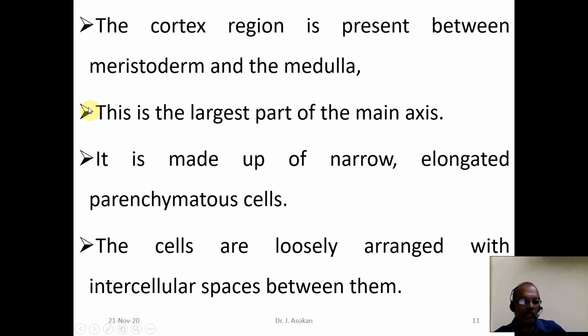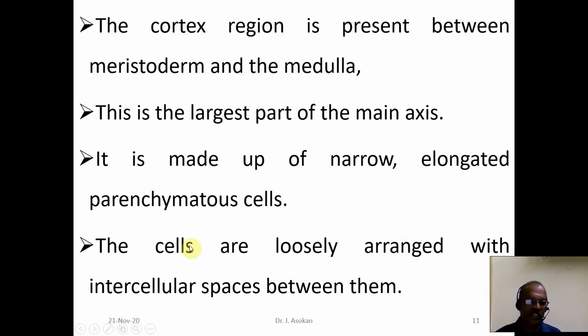Cortex region is present between meristoderm and the medulla. It is the largest part of the main axis. It is made up of narrow, elongated parenchyma cells. The cells are loosely arranged with intercellular space between them. So the cortical cells are loosely arranged. Loosely னா cell இடைவெளியோடு, loosely arranged with intercellular space.